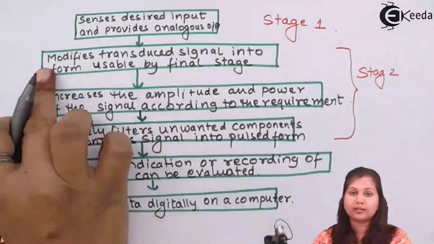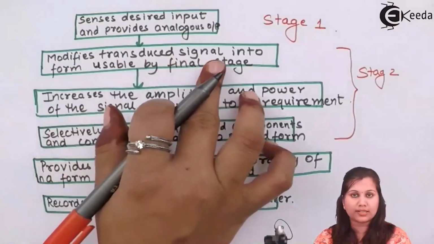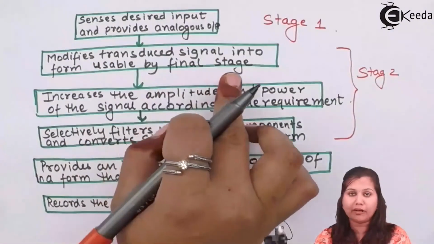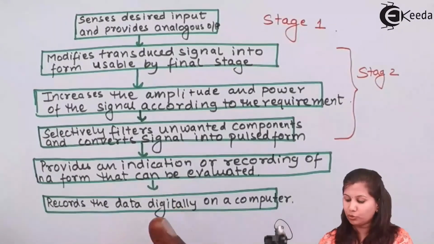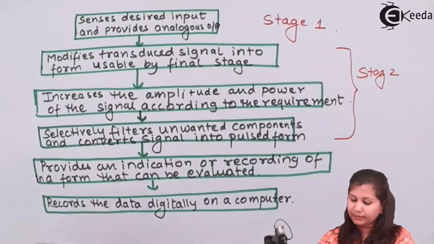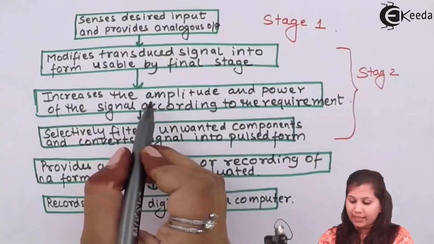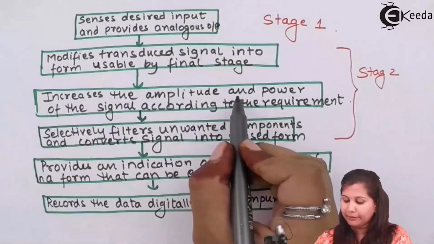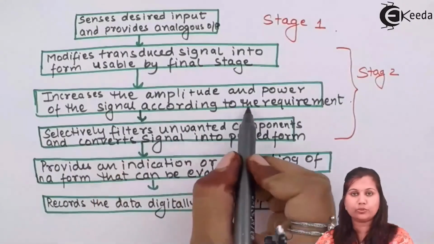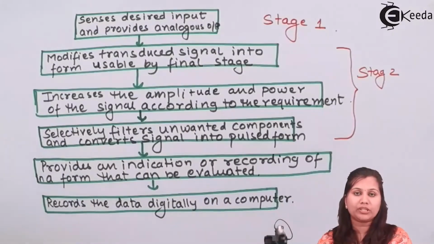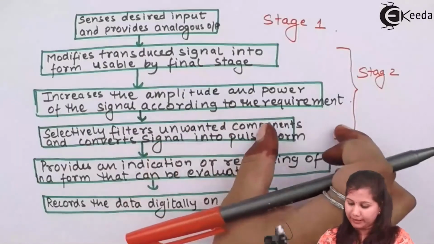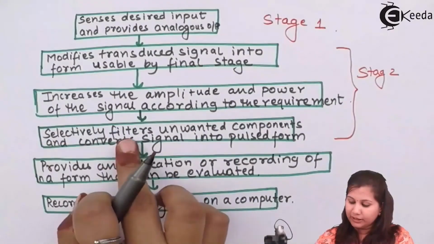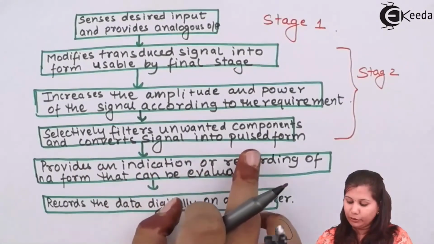Now the second stage consists of three things. The first step is to modify the transduced signal into a form which is usable by the final stage. That is done by the variable conversion element. The conversion element is going to convert the signal into a form which is acceptable to the other elements of the system. Then the variable manipulation element. This manipulation element is going to increase the amplitude or the power of the signal according to the requirement. If we want a low amplitude signal converted into a high amplitude signal, that is done by the variable manipulation element.